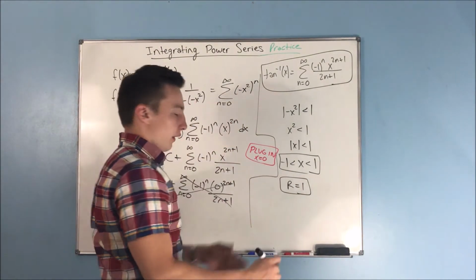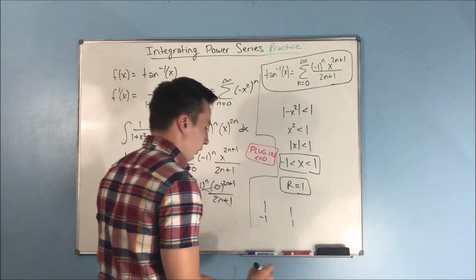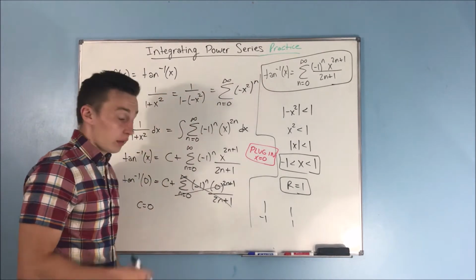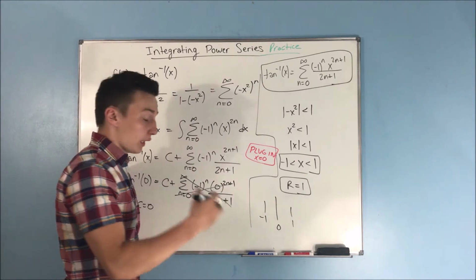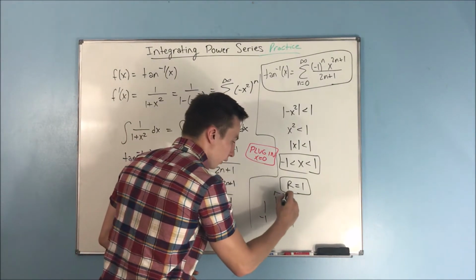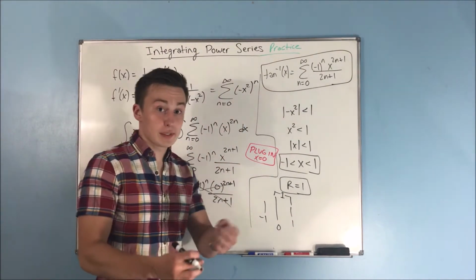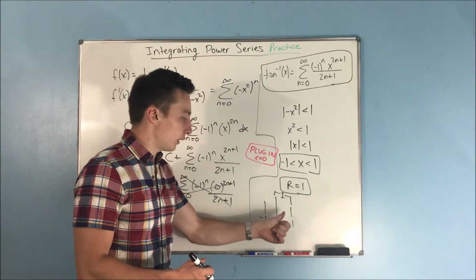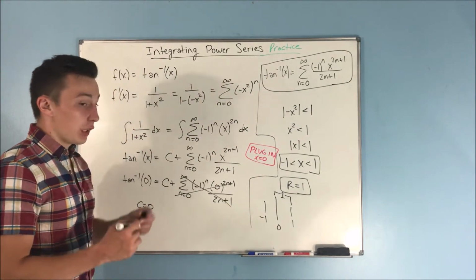I'll draw that picture again for those of you who like the picture. Our interval is from negative 1 to 1. The center of our interval is 0. So from the center of our interval to 1, that's 1. That's from the center to the outside, that's your radius. So here's your radius of convergence. Okay, so there you go. That's going to do it for our first problem.